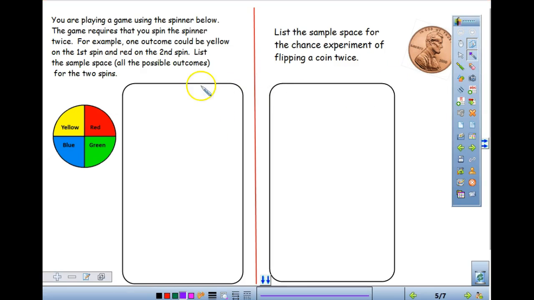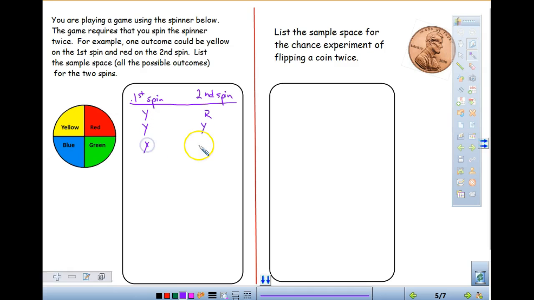So what I want you to be thinking about is this is going to be the first spin. And what are our outcomes? And this is going to be the second spin. So as we are taking a look at those 2, on the first spin, if I get yellow, I could get yellow and red. I could get yellow and yellow. I could get yellow and green, and I could get yellow and blue.